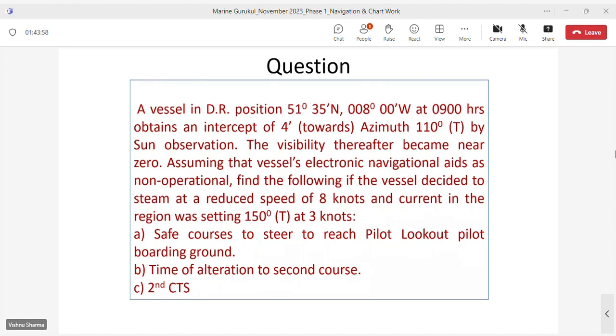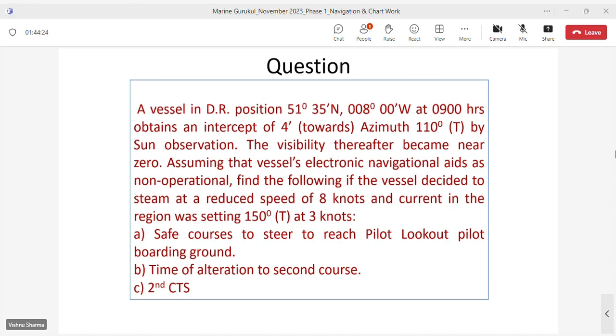Okay. I think this is the question in your thing. Read this question. You can always do this, close it out. A vessel is in DR position. DR position is given at 9 o'clock. Obtains an intercept of 4 miles towards 110 azimuth by sun observation. The visibility thereafter becomes poor, near zero.